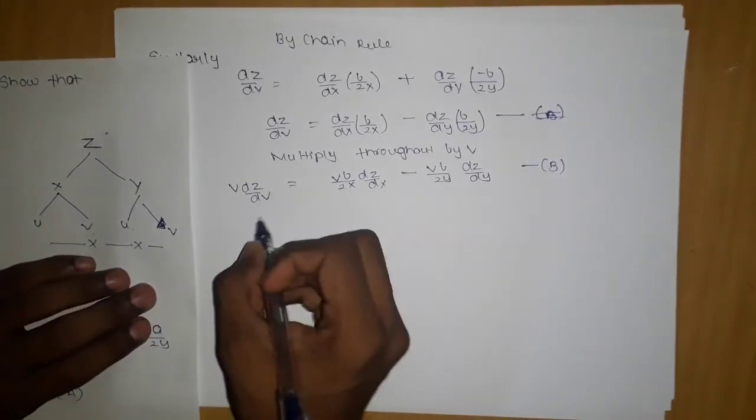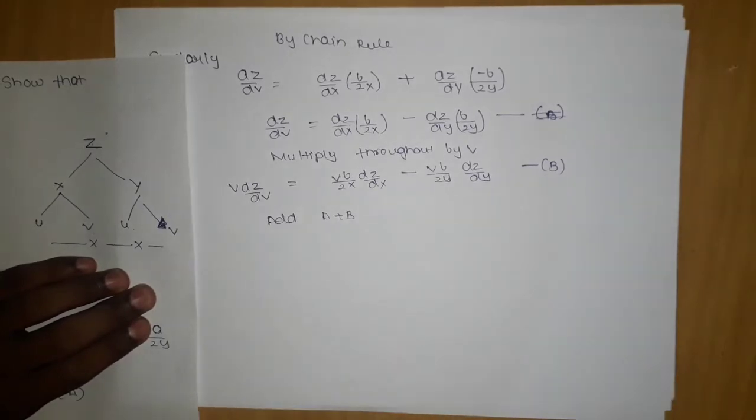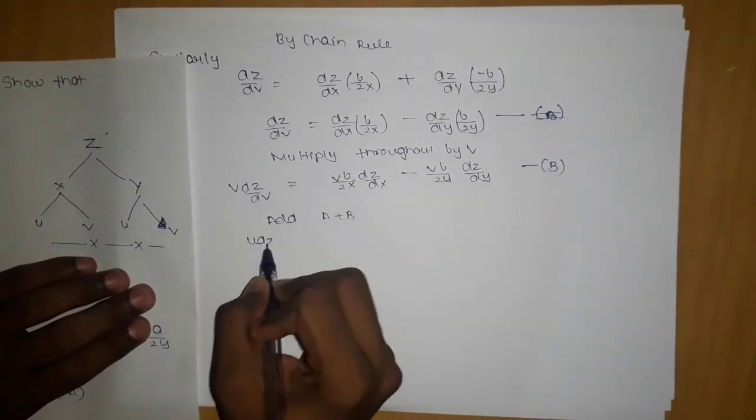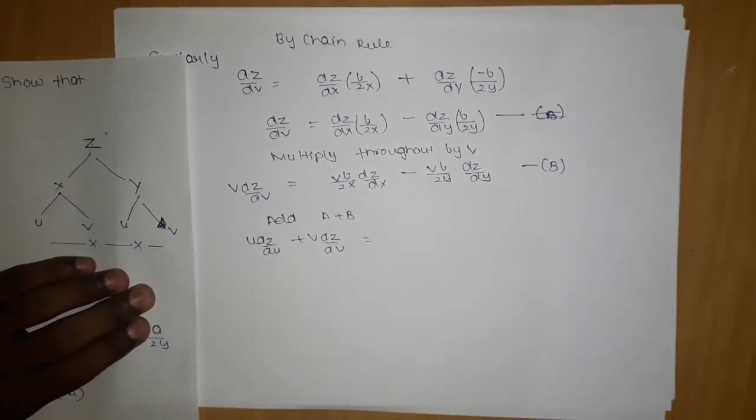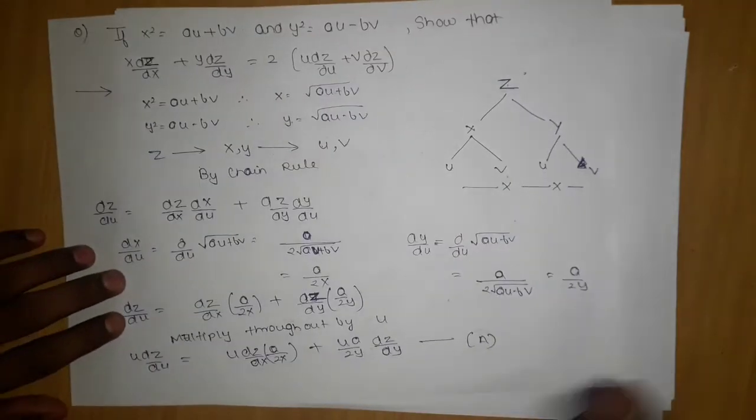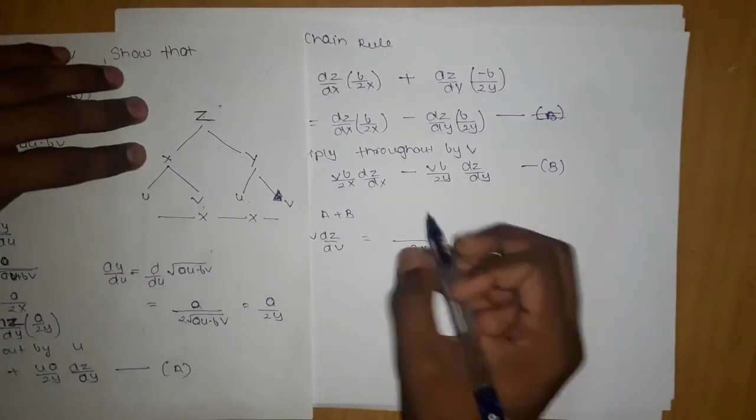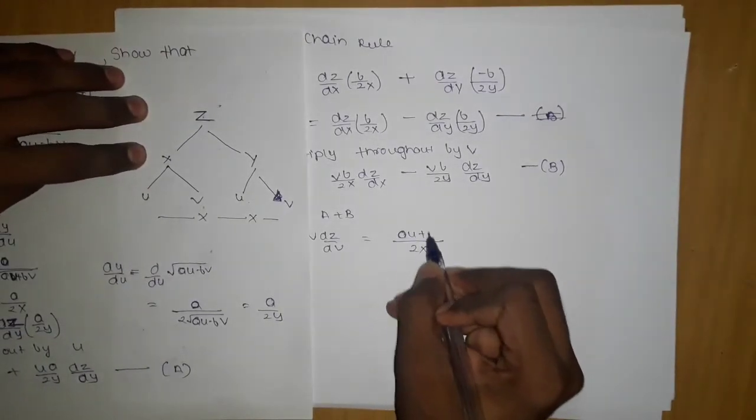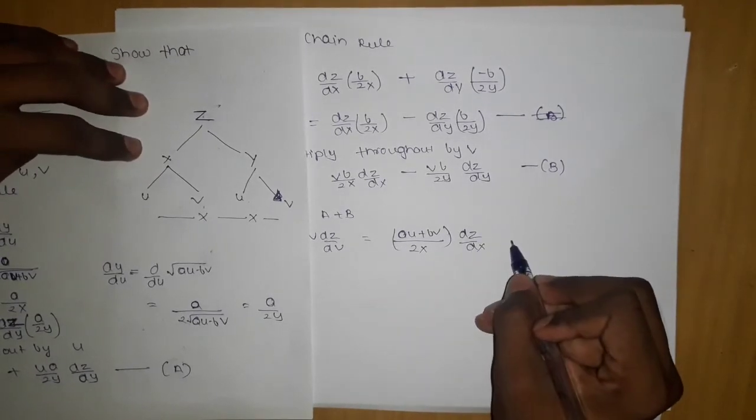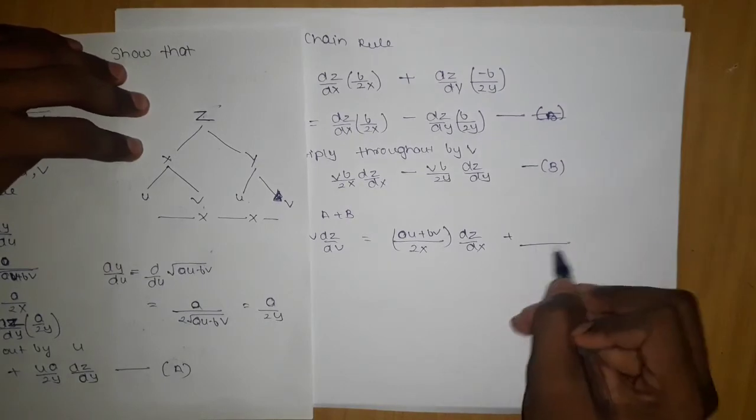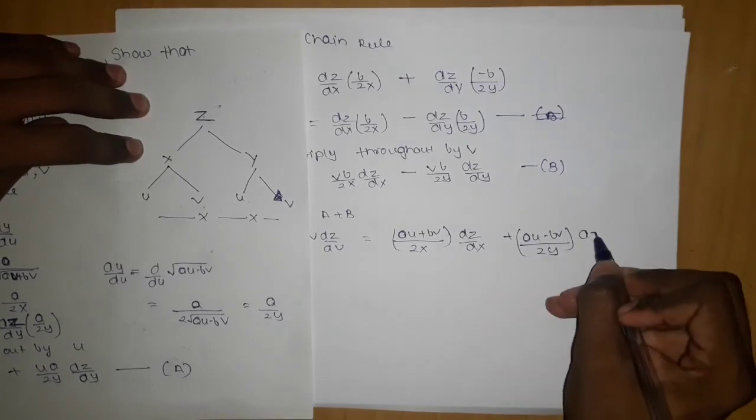Now our next aim is what? Add a plus b. What we are going to get? u dou z by dou u plus v dou z by dou v, right? If I add them, dou z by dou x is similar, so what I am getting is 2x by au plus bv into dou z by dou x. One thing. Second thing is 2y by au minus bv into dou z by dou y.